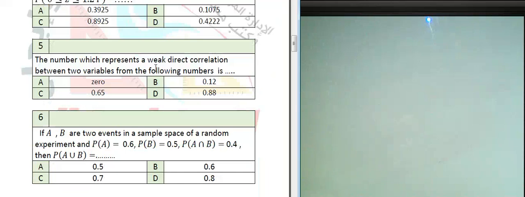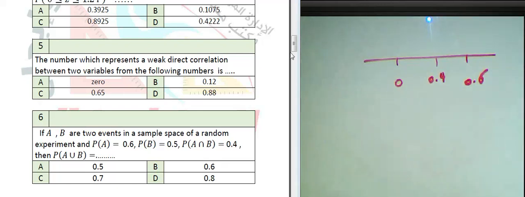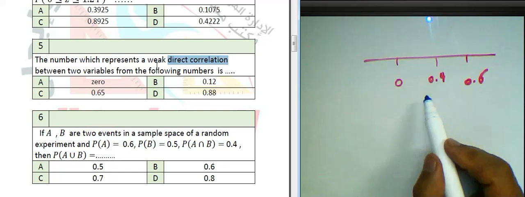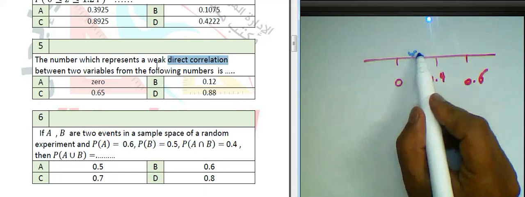The number which represents a weak direct correlation between two variables from the following numbers is what? In this example, you want to find a weak direct correlation. Direct correlation, the result will be positive. Okay, direct correlation means positive. And weak means it lies between 0 and 0.4. We call it weak.